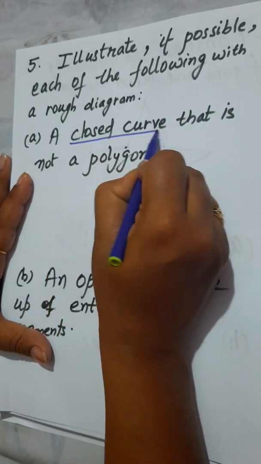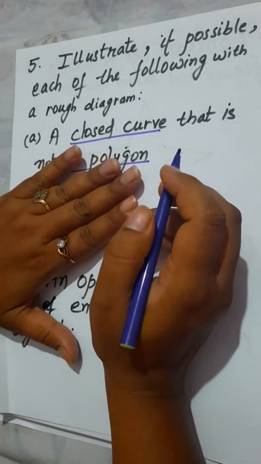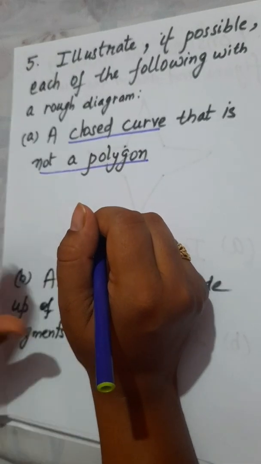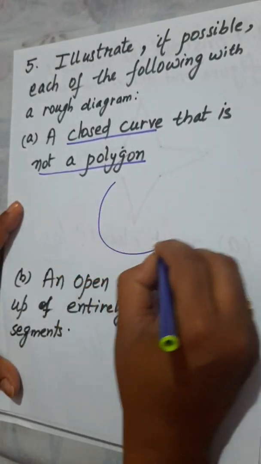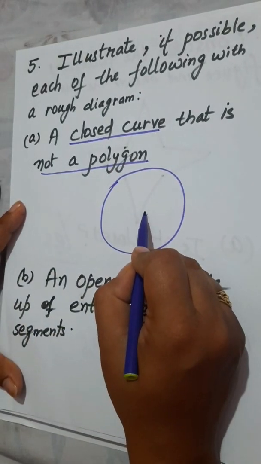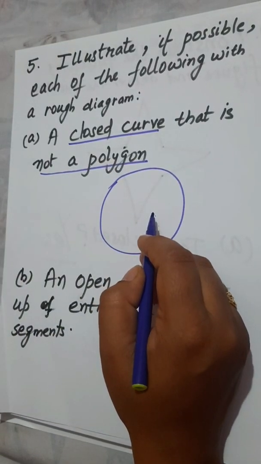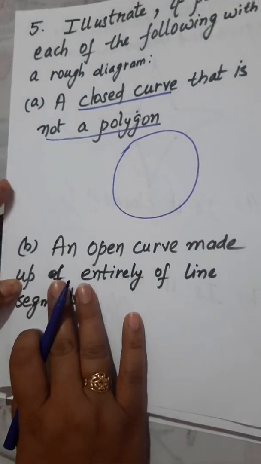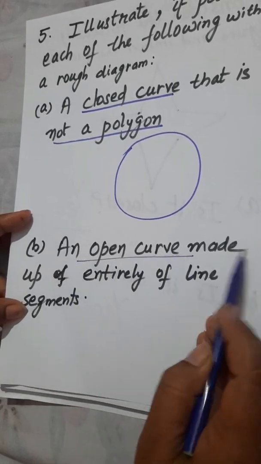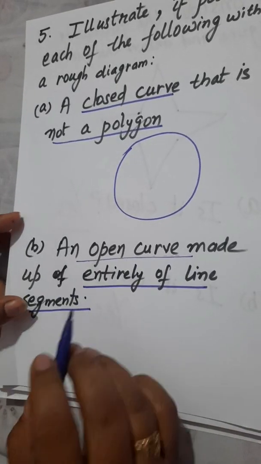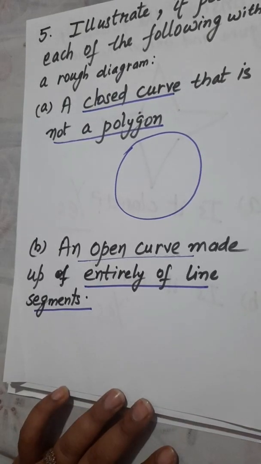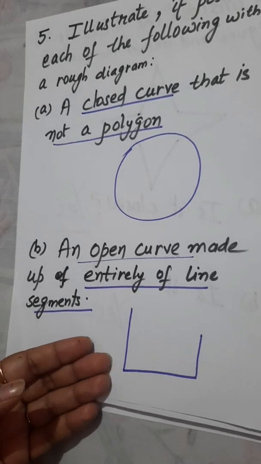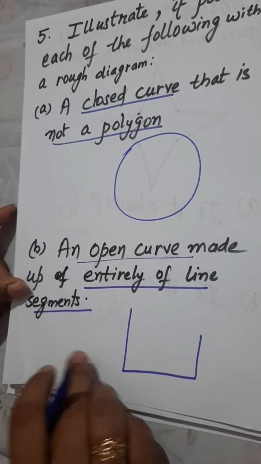A closed curve that is not a polygon. As we know, a polygon is a closed curve, but we will not draw any polygon, meaning the curve is not made up of line segments. So I will draw this circle. This is a closed curve and this is not a polygon because a polygon is made up of entirely line segments. So this is A part. Next we have B part, an open curve made up entirely of line segments. You have to draw an open curve which is made up entirely of line segments. So I will draw like this. This is an open curve made up entirely of line segments.